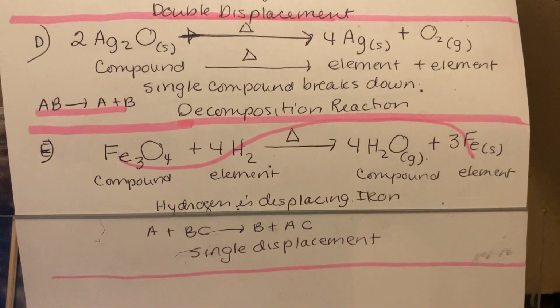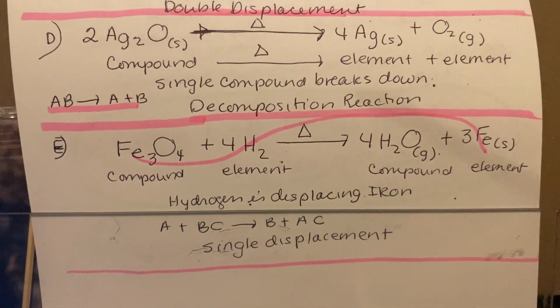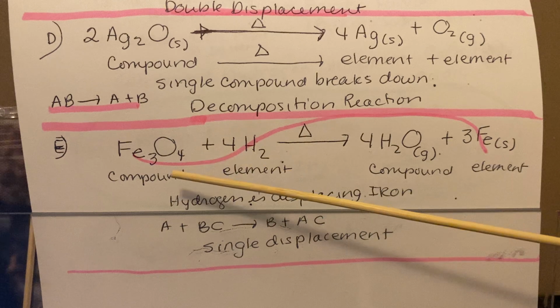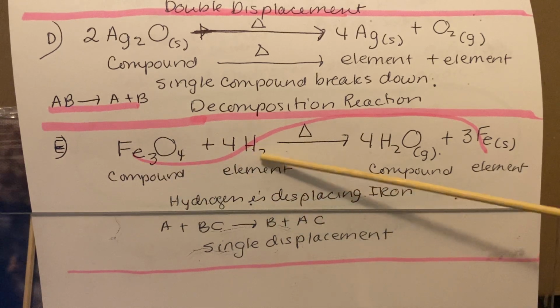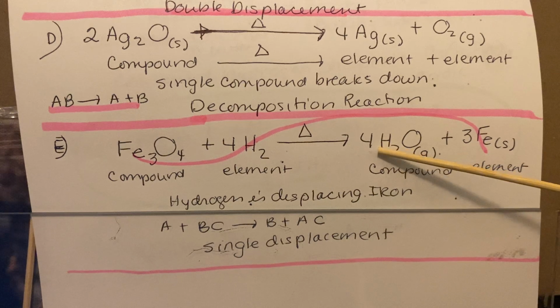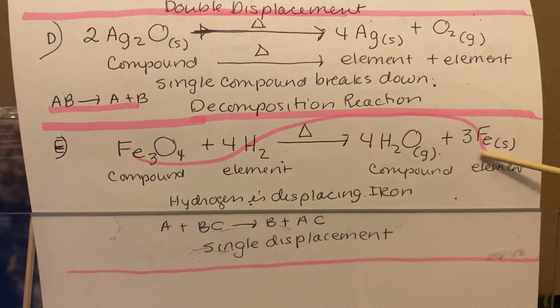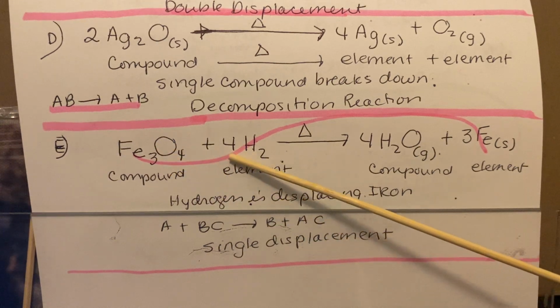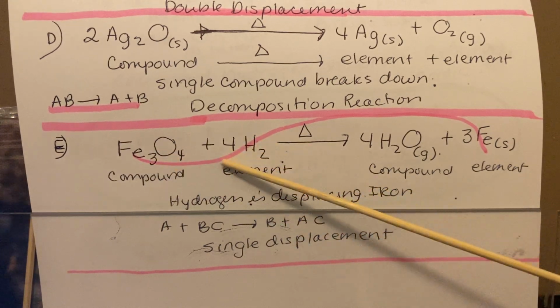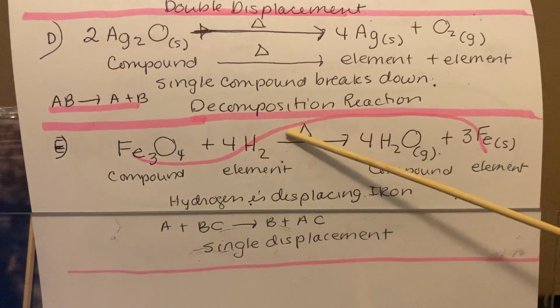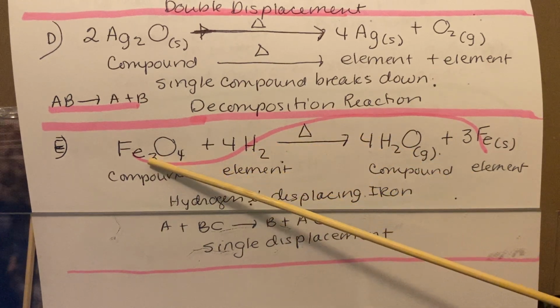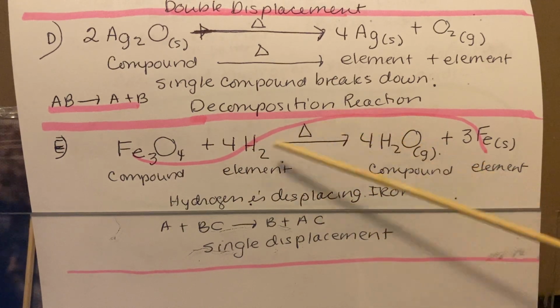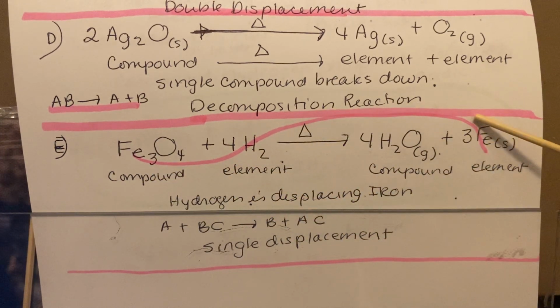Okay, the last one down here at the bottom is ferrous oxide and hydrogen, and then it goes into hydrogen oxide and iron, which is ferrous iron. So what happened here? The hydrogen's bumping into this one, and, wait, not the hydrogen's bumping, the hydrogen's bumping the oxygen off the iron, and then the iron's set free. So this is just going to be a regular displacement.